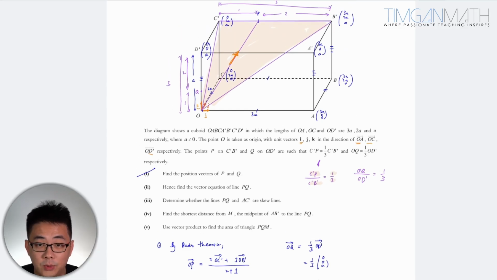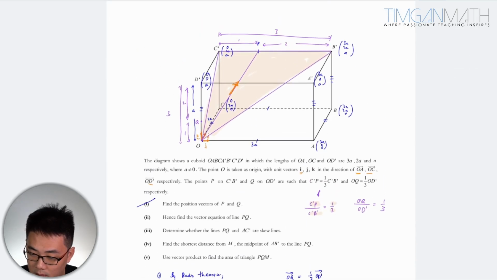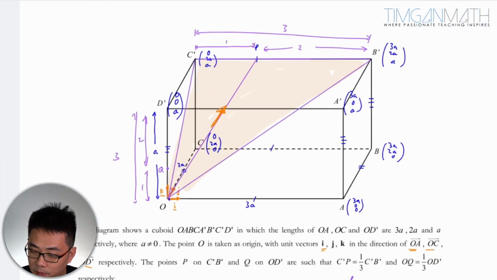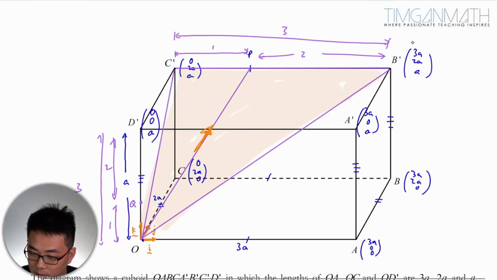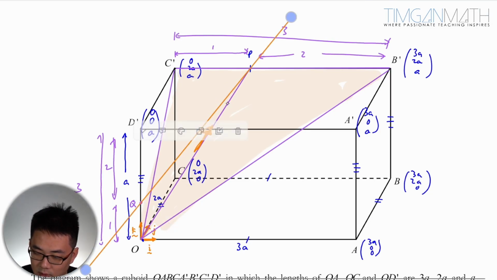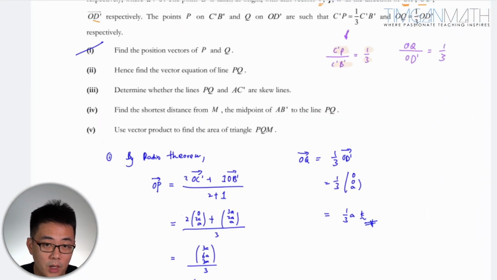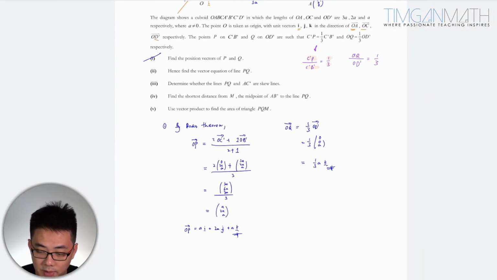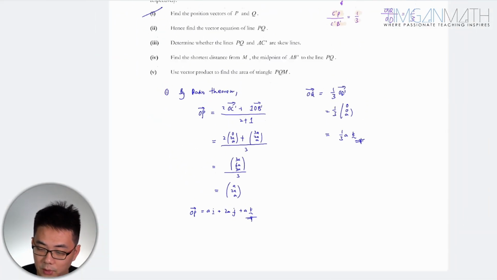So the second one should be quite straightforward. Hence, find the vector equation of line PQ. PQ, we need PQ. So now we have P and Q. I've already got P and Q, so I'm going to find this line here. So it's P to Q here. Okay, so I hope you can just visualize this line here, P to Q. Now P to Q, you need two position vectors, as in two points, to form a line equation. That is what we know.